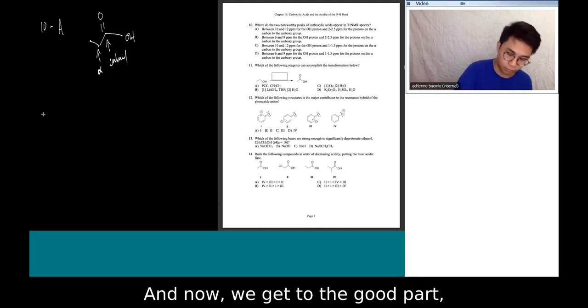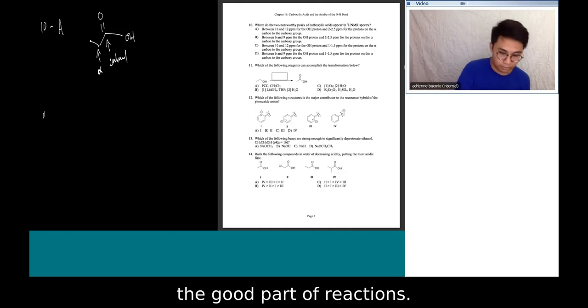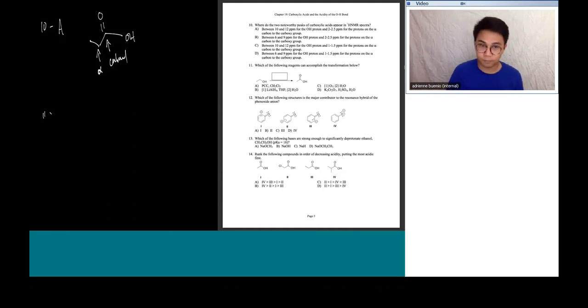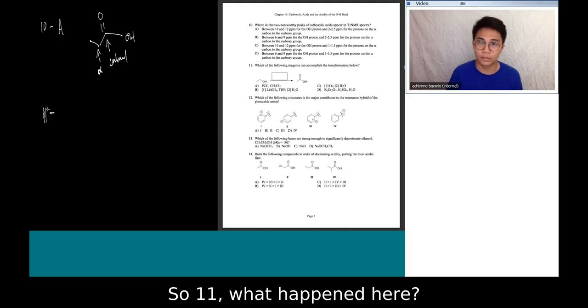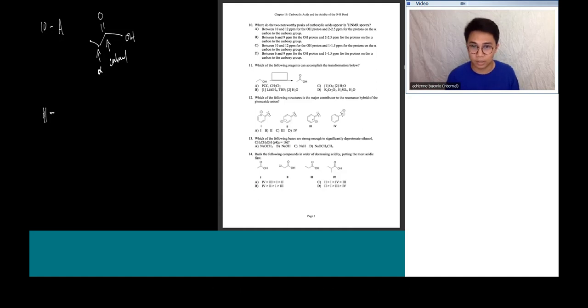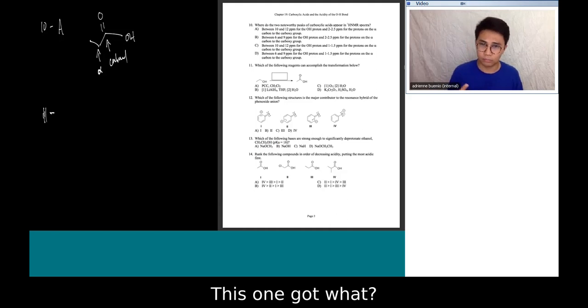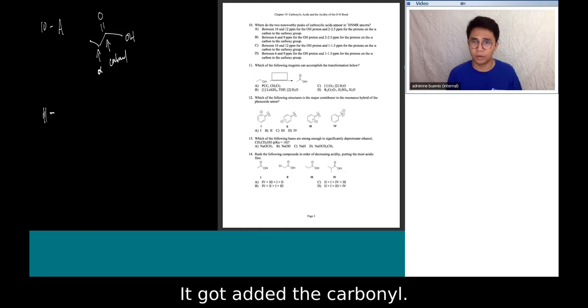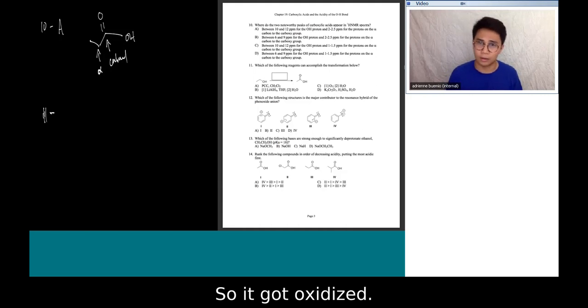And now we get to the good part, right? The good part of reactions. So 11, what happened here? This one got added the carbonyl, so it got oxidized, right?